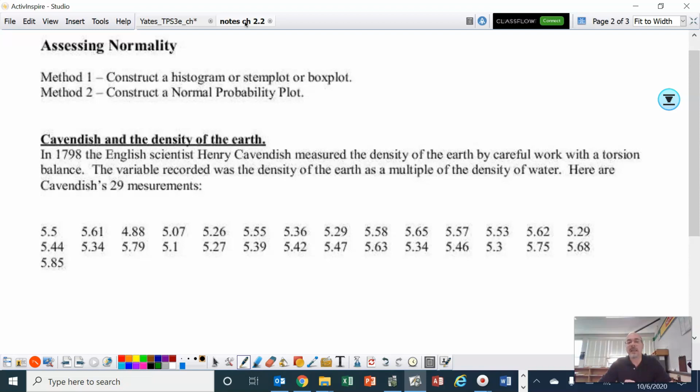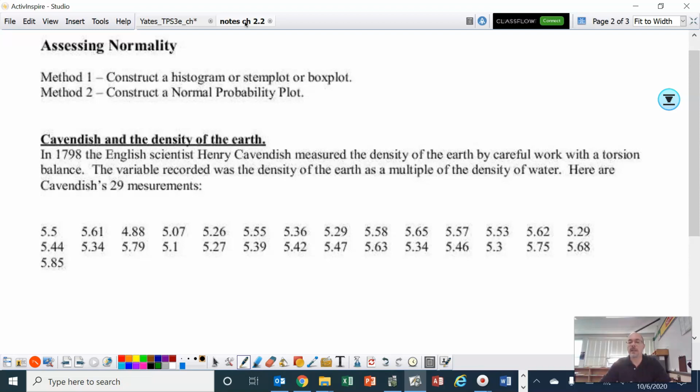In 1798, the English scientist Henry Cavendish measured the density of the Earth by careful work with a torsion balance. Cool. The variable recorded was the density of the Earth as a multiple of the density of water. Interesting.